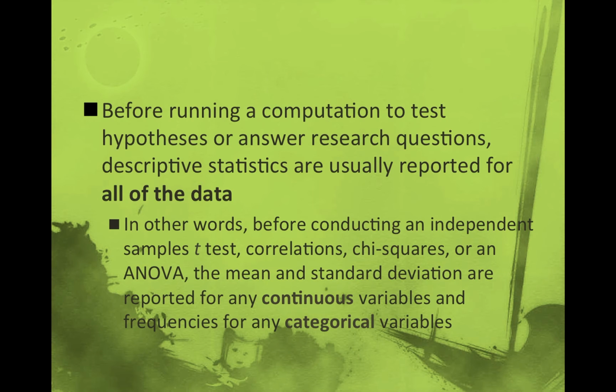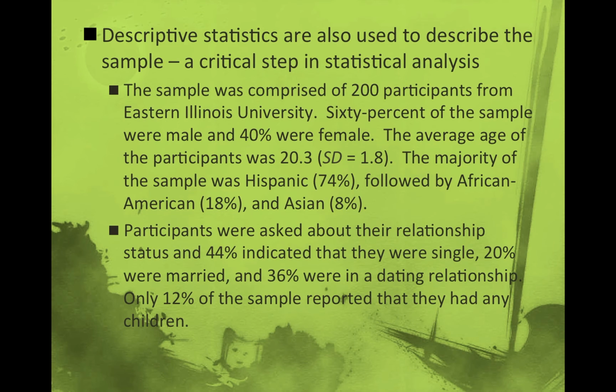So, before running a computation to test hypotheses or answer research questions, you have to use descriptive statistics, not only on the demographic variables, but also on all of the variables. You want to describe them the best you can to your ability. In other words, before conducting an independent samples t-test, a correlation, a chi-square, or an ANOVA, you would first calculate the mean and standard deviation for any of your continuous variables and the frequencies for any of your categorical variables. Like I said, we will come back to this again.